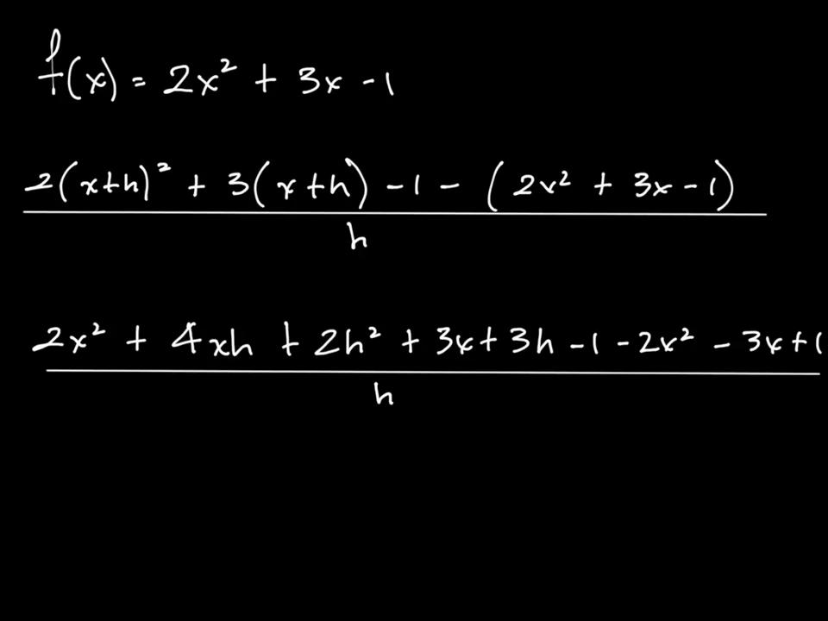At this stage, we can cancel things, so we cancel the 2x squareds, 3x's, and the 1's. Divide what we have left by h, and the result is 4x plus 2h plus 3. That would be the slope of our secant line.